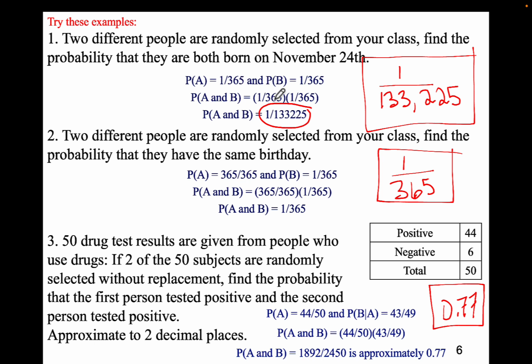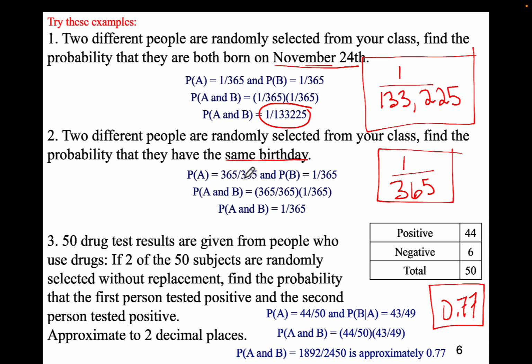We're going to multiply that by probability of event B, which is also 1 out of 365. You can see the result there. Here it changed because we're looking for the probability that they have the same birthday. These look very similar, but the difference is in number 1, we're being asked the probability that they're both born on November 24th. So our first fraction was 1 out of 365 because that's the chance that they're born on November 24th. But here it doesn't say born on November 24th. It just says that they're born on the same birthday.